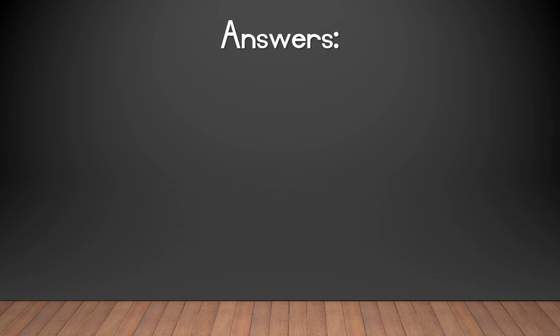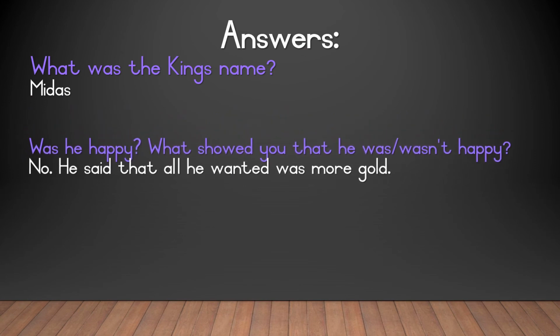Okay, first question was, what was the king's name? Now I believe all of you got this one. The king's name was Midas. Question number 2. Was he happy? And what showed you that he was or wasn't happy? Okay, no, the king was not happy. He said that all he wanted was more gold.